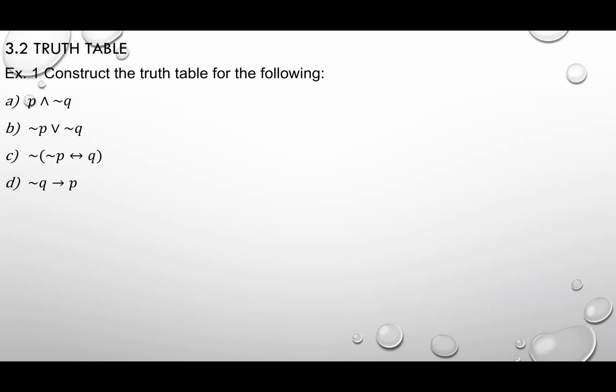They tell you just construct the truth table. It doesn't matter what P is, it doesn't matter what Q is, right? P can be I'm going to work, and Q can be my car broke down. It doesn't matter what the sentence is, right? So all they ask you to do is construct the truth table for A, B, C, and D.